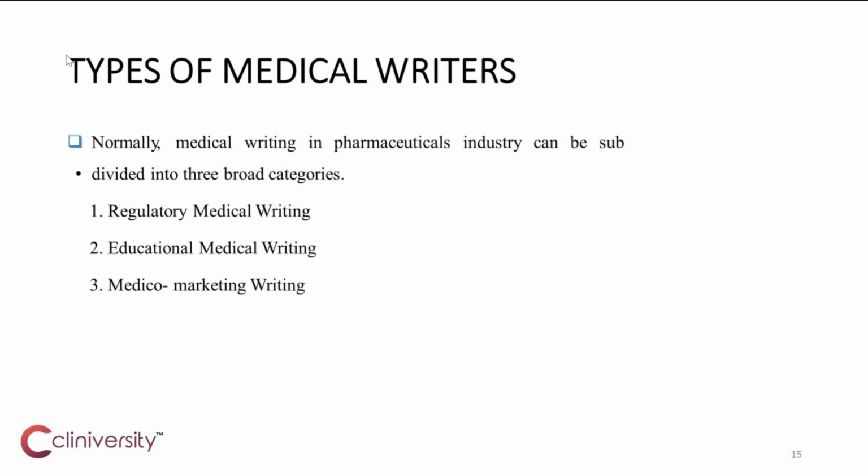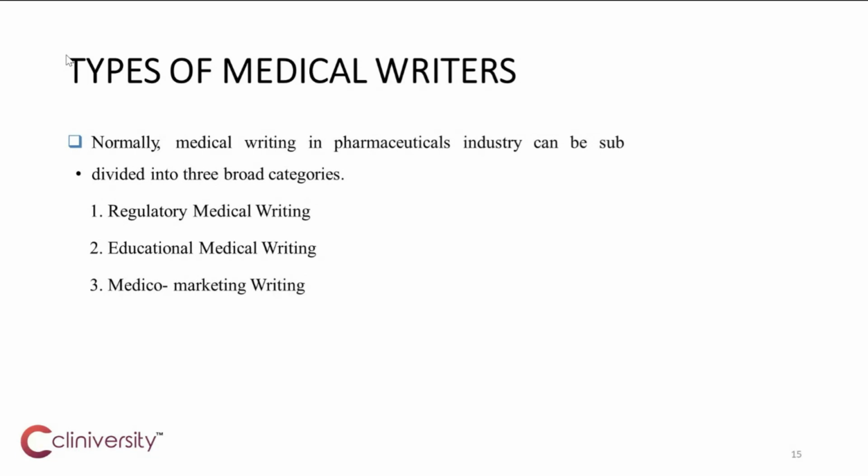And moving on to the different types of medical writers. There are different types of medical writers. One is the regulatory medical writer, the second one is educational medical writing, and the third one is medical marketing writing. So all the different forms of medical writers are divided into three categories: one is regulatory, second is educational, third is medical marketing.